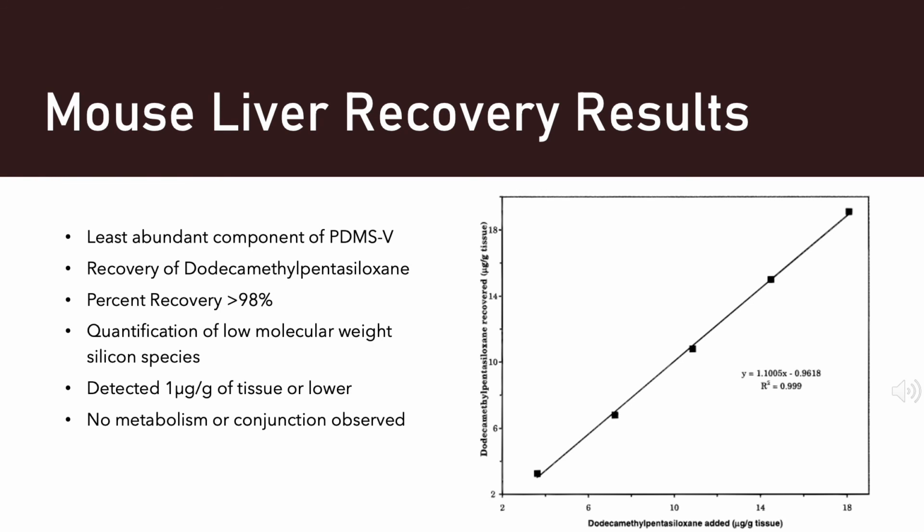and GCMS. The concentrations can be detected at 1 microgram per gram of tissue or even lower. No metabolism or conjugation was observed from the liver, but this could have been due to the freeze-thaw cycles that reduced the metabolic activity. If there was metabolism or conjugation observed, it could have interfered with the results.